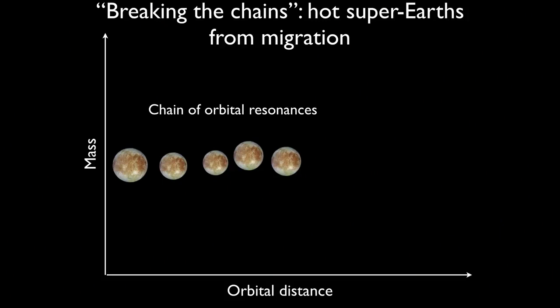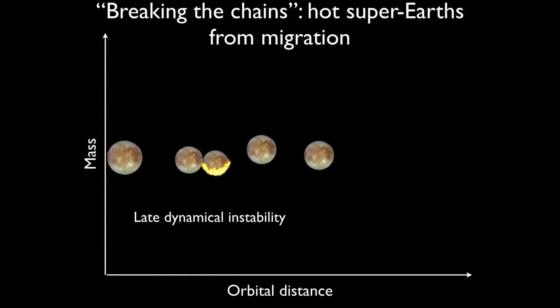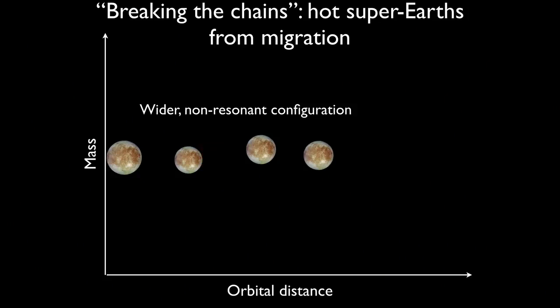Usually the innermost planet is pretty close to the inner edge of the disk, and the innermost planet kind of holds back the other ones. They don't bash into each other, they get trapped in resonances. But this is all within the gas disk. The gas disk goes away after a few million years, and those planets have a late instability. There are often collisions between them, and they end up in a wider, non-resonant configuration. And this is what we see.